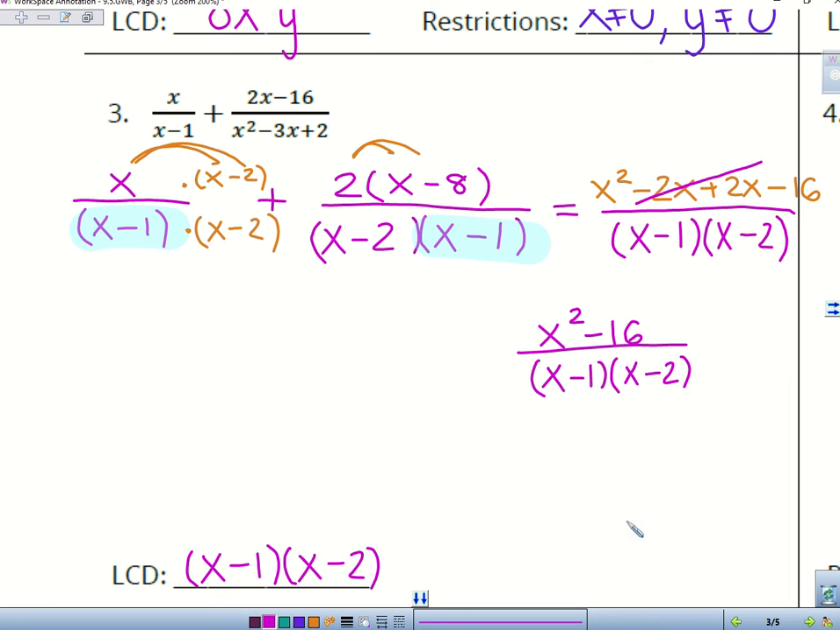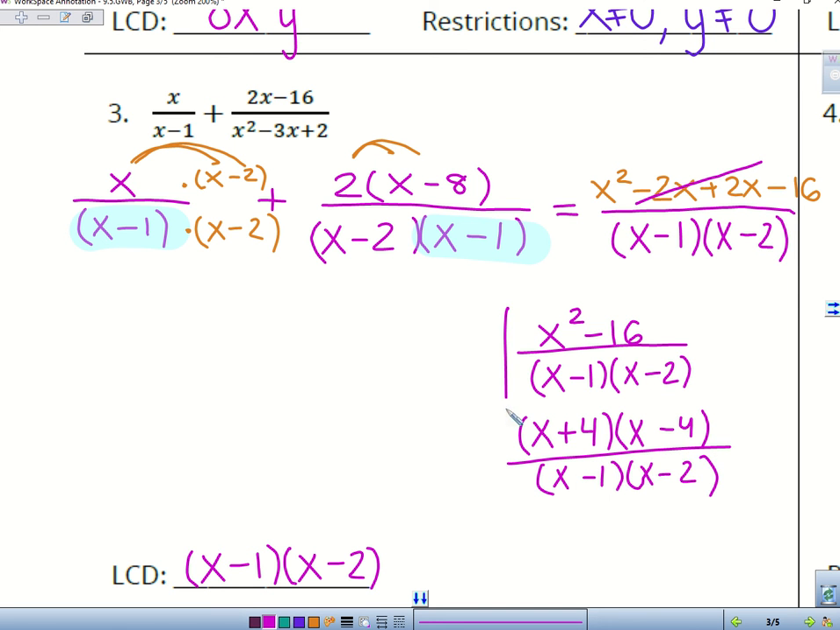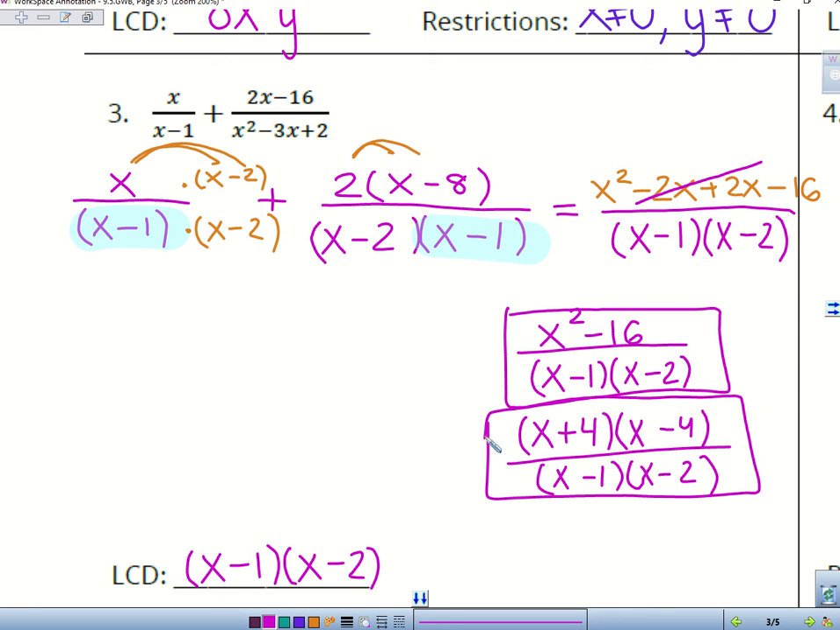What would this factor into? X squared minus 16. Do you remember this? Oh, yeah. So either one of these is a correct response. I would accept either one of these, but if it's multiple choice, you have to be aware that these are the same thing. All right? Any questions about that? How we got there?